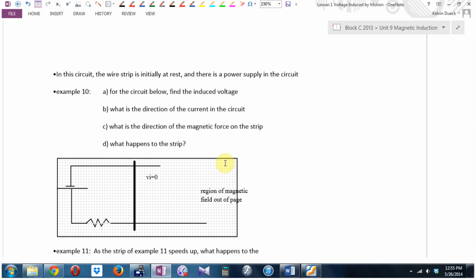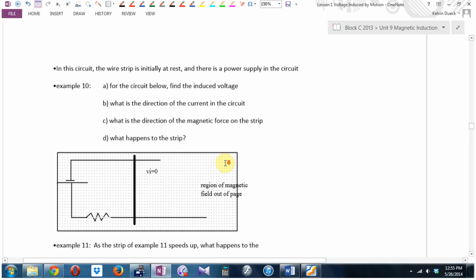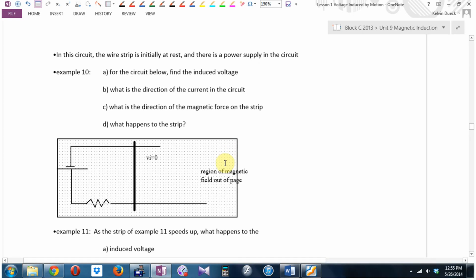So Faraday said this, if I supply motion and that induces a current, what if I supply current? Will that induce a motion? We talked about this. He was really interested in the idea of electric motor. What we're really talking about here, you may have heard the term, is a railgun. Have you heard the term railgun? A railgun is a gun that uses electricity to fire a projectile really, really fast. So in this circuit, the wire strip is initially at rest, but we're going to supply a power supply to the circuit. We got a battery. See it? Right there.